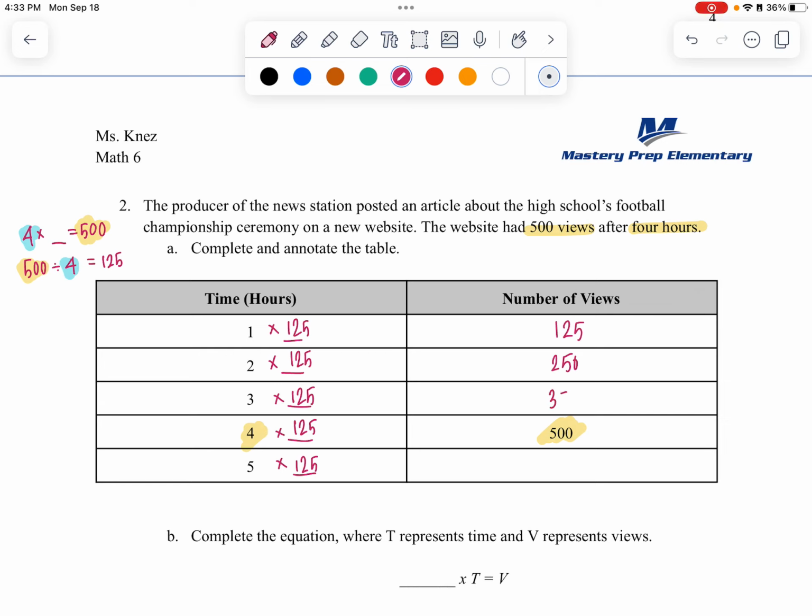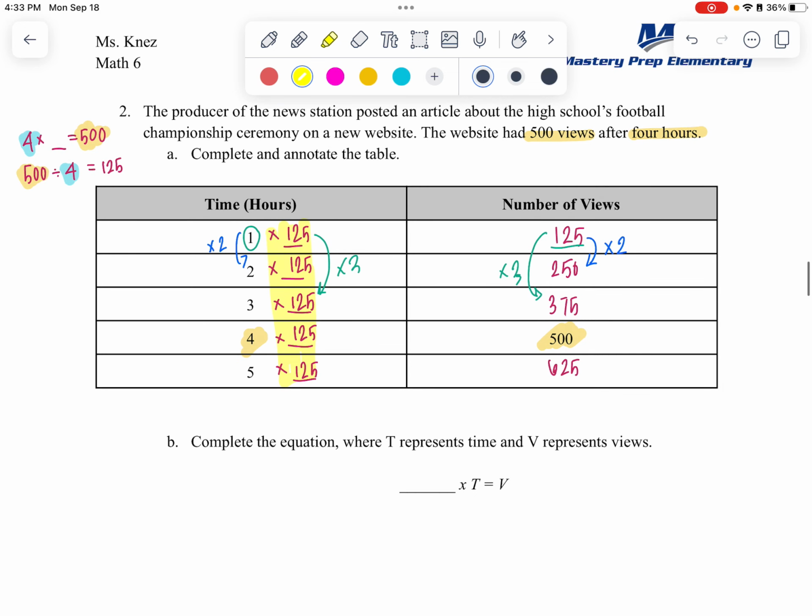Now, of course, you could also think of these as simply equivalent ratios where you're multiplying 1 times 2 to get 2, and 125 times 2 to get 250, and then 1 times 3, and 125 times 3. I think that multiplying across the table starts to get a bit simpler, but we do want to remember that all these ratios are in fact equivalent.